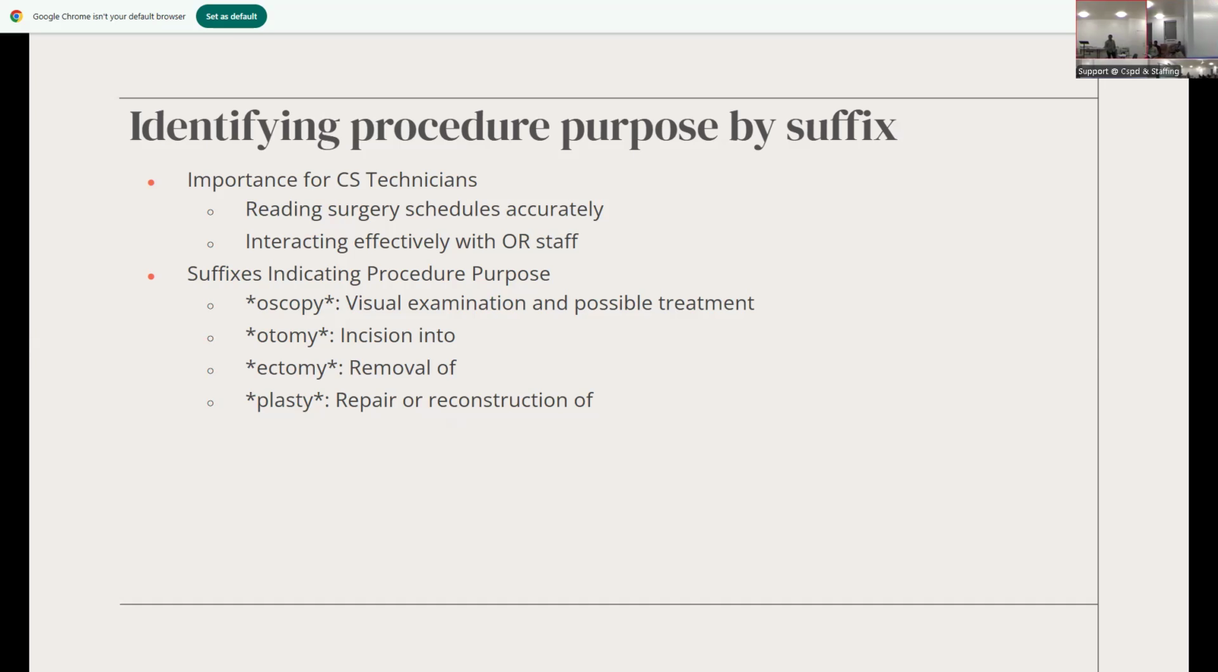Then otomy, making incision. Otomy, making incision. Then ectomy means removal. Usually that's cut open removal. And then plasty means repair. That's why we say rhinoplasty, tympanoplasty.